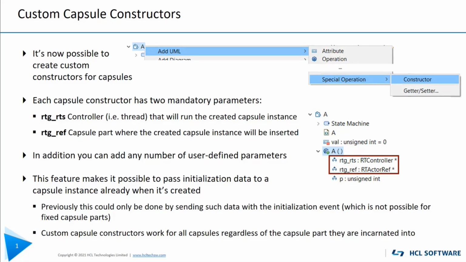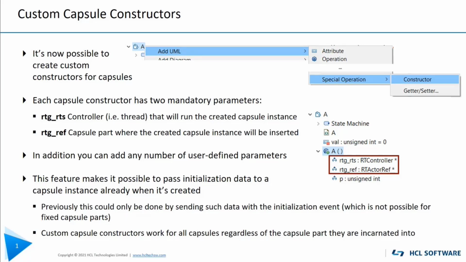You can use this feature to pass initialization data to a capsule instance already at the time when it's created. As you know, previously, it was only possible to send such data within the initialization event that is received in the initial transition of the capsule state machine. But that is sometimes too late.